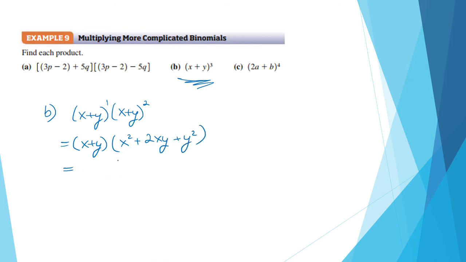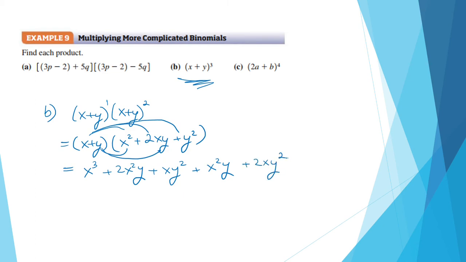And now we can FOIL. We have x times x squared, that's x cubed. X times 2xy, that's 2x squared y. X times y squared, that's xy squared. Y times x squared, that's x squared y. Y times 2xy is 2xy squared. Y times y squared is y cubed.